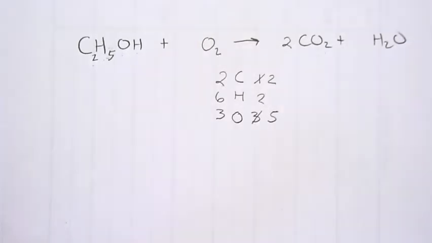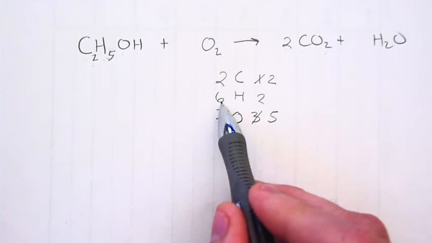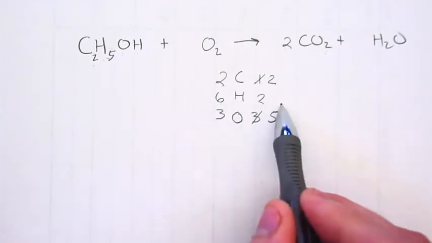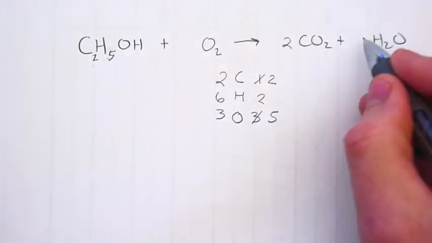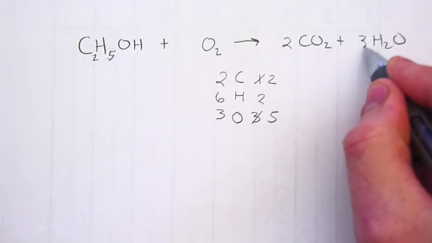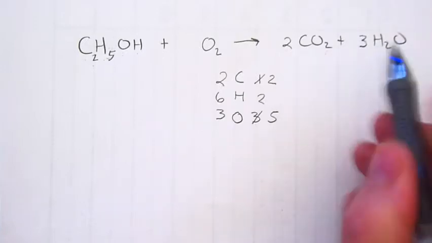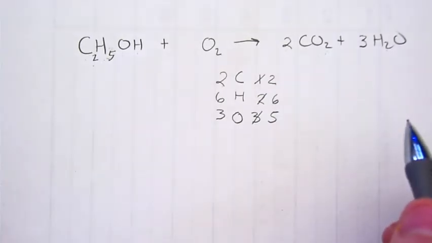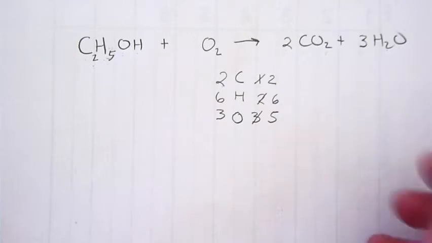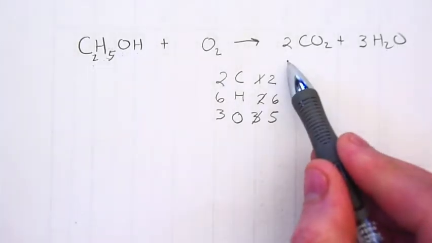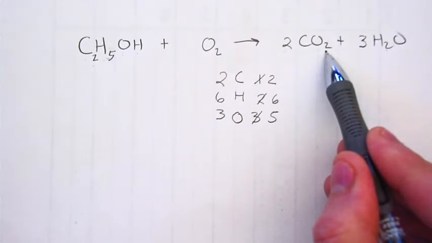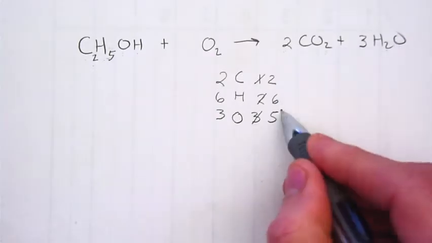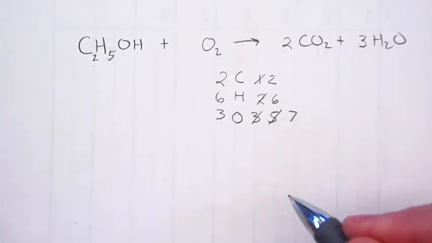Got ahead of myself. Now we do the same thing for hydrogen. We have 6 and we have 2. So we put a 3 there. 3 times 2 gives us 6 hydrogens, but again, it changes how many oxygens there are on the right. Again, we have to retotal it. 2 times 2 is 4, plus 3 more gives us 7.